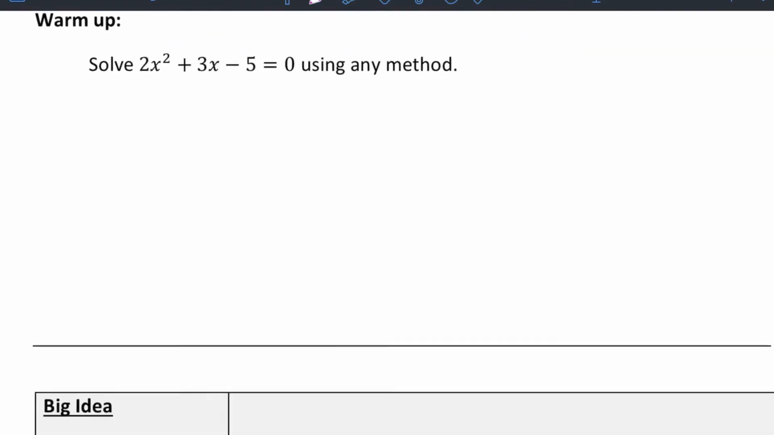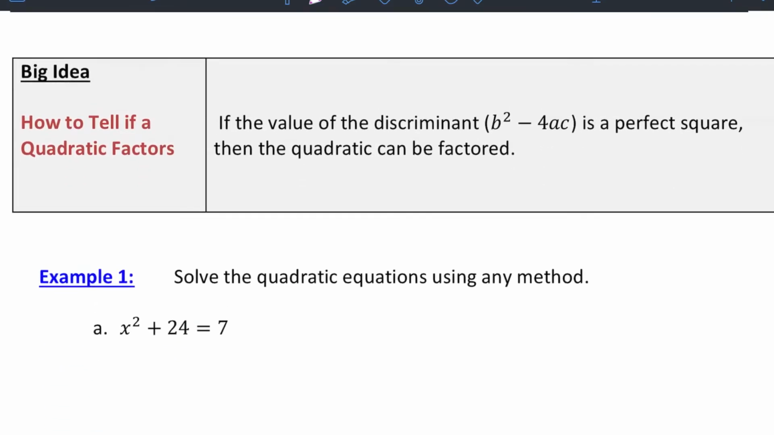So say that I am solving that quadratic equation. How will I know if it factors? Well, one way you can tell if a quadratic factors is finding the value of your discriminant. So your discriminant is b squared minus 4ac.